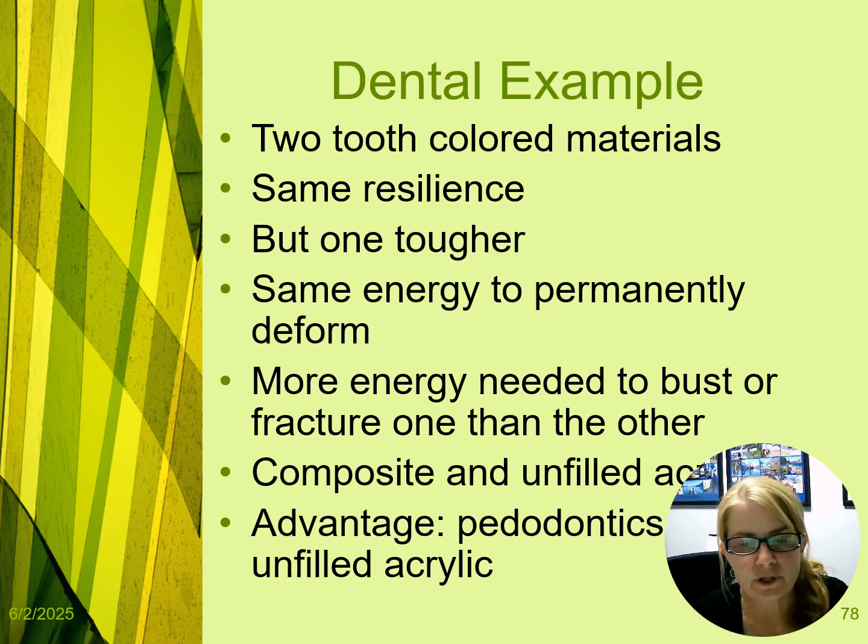The dental example is two tooth-colored materials. They have the same resilience, but one's tougher. They have the same energy to permanently deform, but more energy is needed to bust or fracture one versus the other. If you think about an anterior composite, especially the old-time anterior versus posterior composite, the anterior composites couldn't be used in the posterior because they couldn't stand up to the stress and the strain. They would have the same resilience, but it couldn't be used in the posterior.